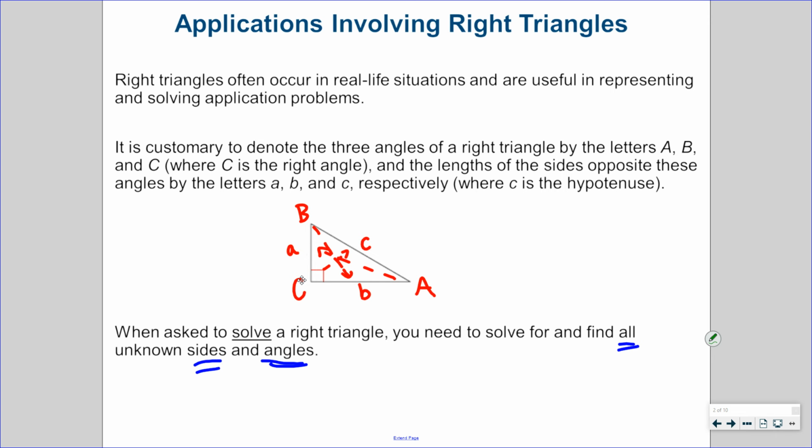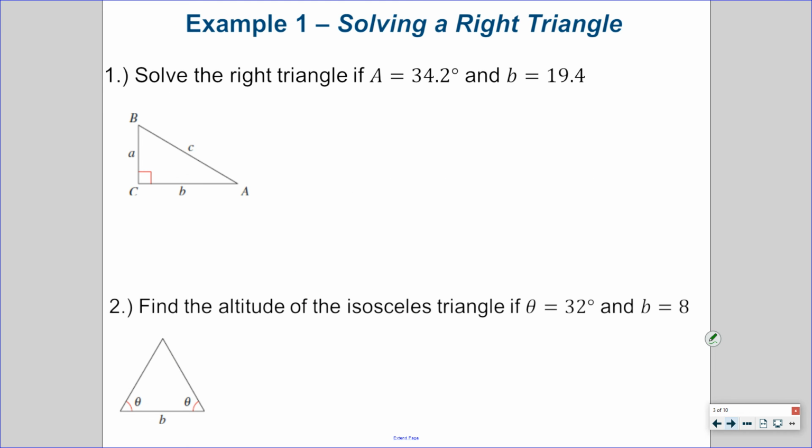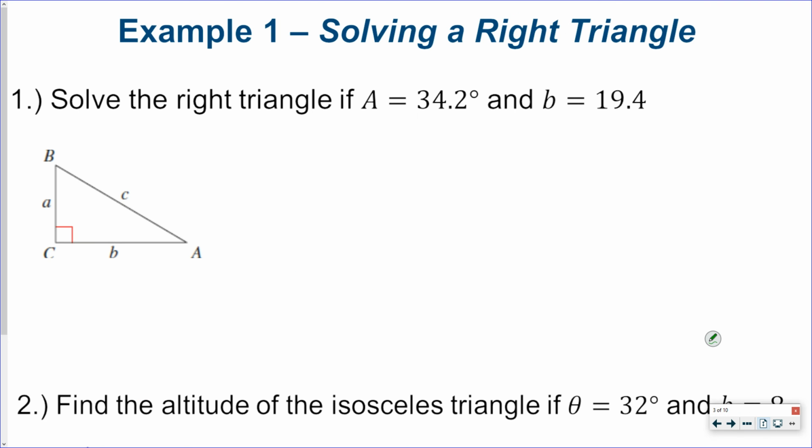So this one, they gave us a picture labeled exactly like how we just broke down that right triangle. There's something like this on your homework. It says solve this right triangle if angle A is 34.2 degrees and side b is 19.4. So I like to set up a little template of what I have to find. That means I have to find angle B.